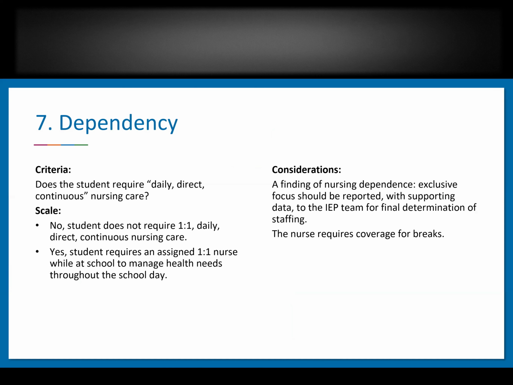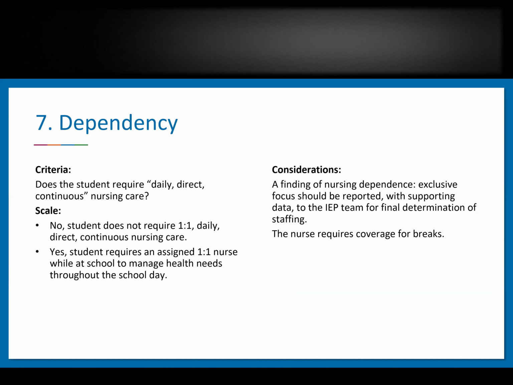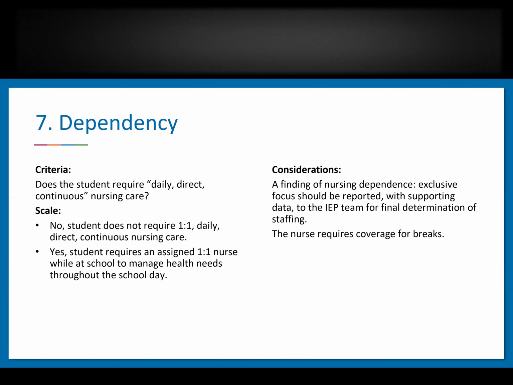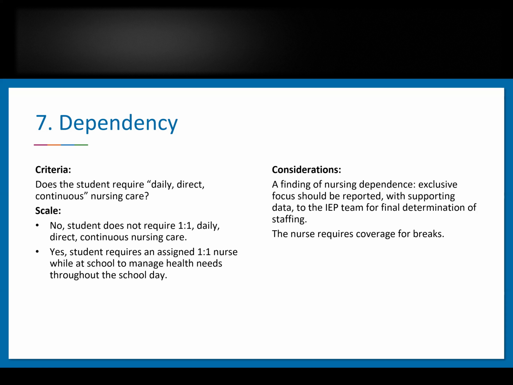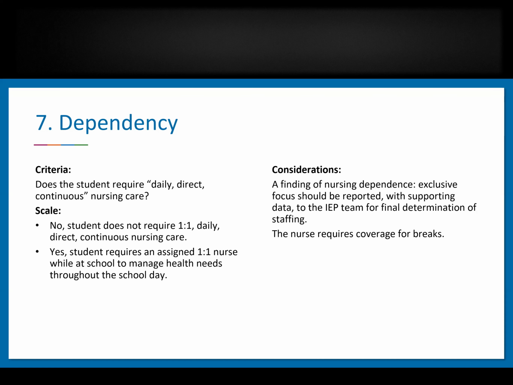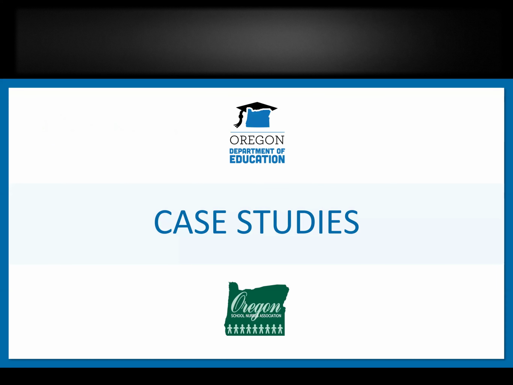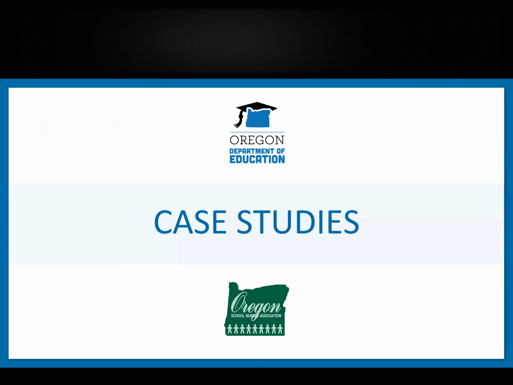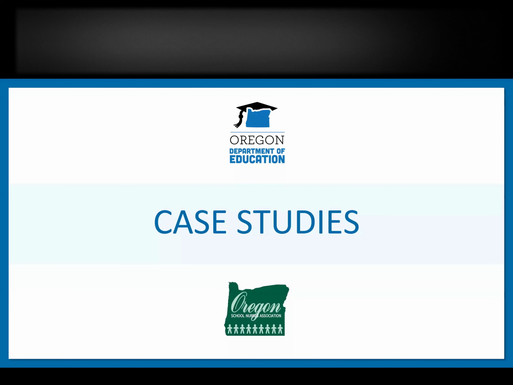Points in this scale are assigned as follows. If the answer is no, the student is not nursing dependent. If the answer is yes, and the student requires an assigned one-to-one nurse while at school to manage health needs throughout the school day, the answer is yes. A finding of nursing dependence should be reported with supporting data to the IEP team for final determination of staffing. The care for a student who is nursing dependent is so continuous that the nurse requires coverage for any breaks. We have used parts of the following case studies throughout this training to make assessment of the whole case easier to complete.